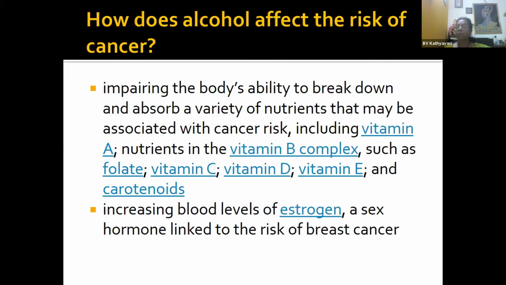It also increases blood levels of estrogen. You may ask how alcohol can cause breast cancer. It increases blood levels of estrogen, a sex hormone linked to the risk of breast cancer. So remember, alcohol is also one of the most important risk factors.